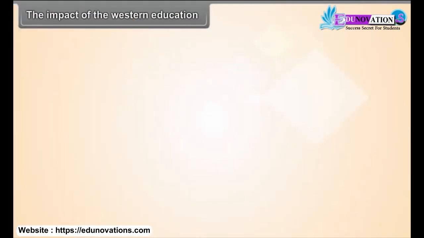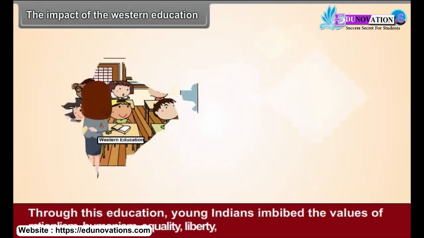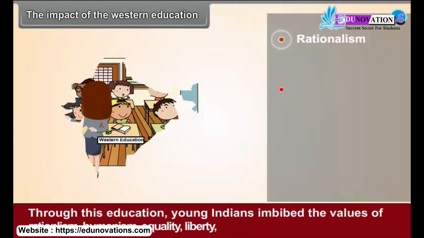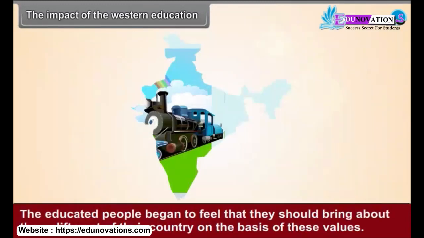The impact of the Western education. The British introduced Western education in India. Through this education, young Indians imbibed the values of rationalism, humanism, equality, liberty, a scientific outlook, democracy and nationalism. The educated people began to feel that they should bring about the upliftment of their country on the basis of these values. Thus, Western education lent a modern outlook to the national sentiment of the Indians.